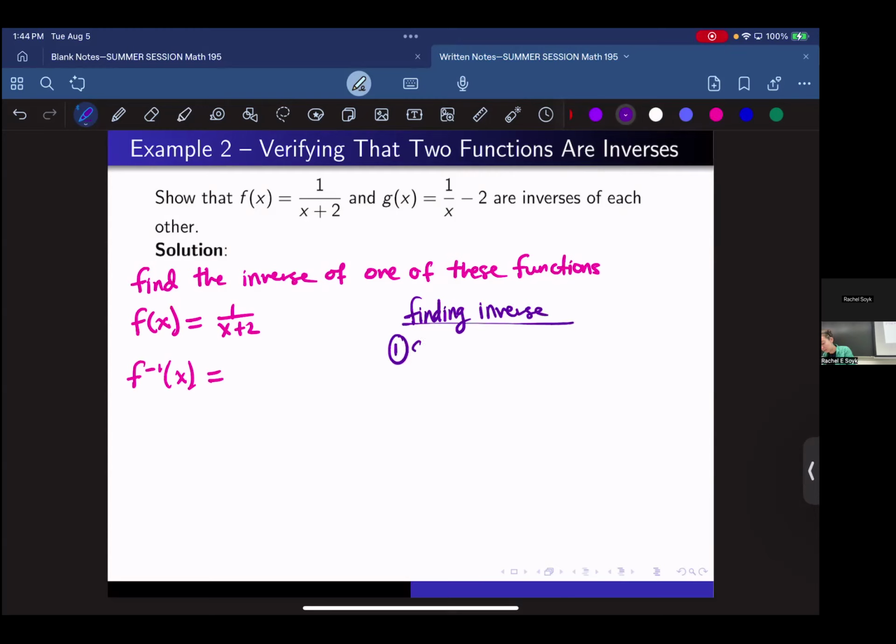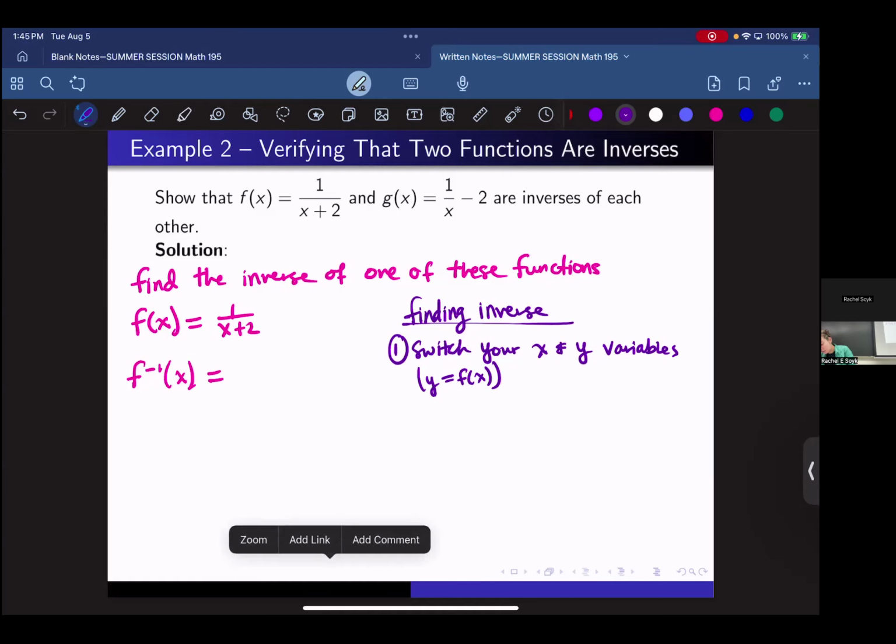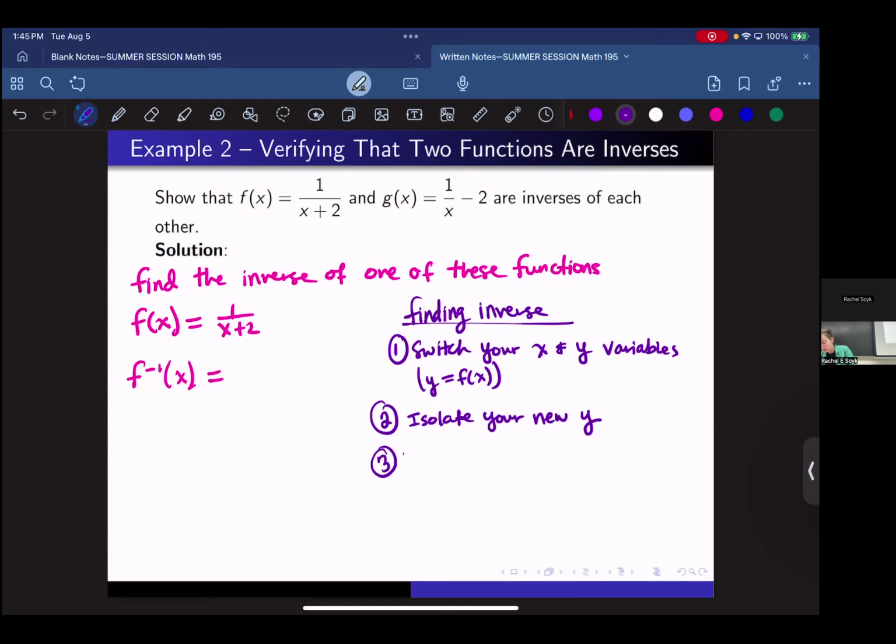First step, switch your x and y variables. And just keep in mind, y is just the same as your f of x or g of x or h of x. So y equals f of x. And then your second step is you want to isolate your new y. And then your third step is you want to put it into proper inverse notation.